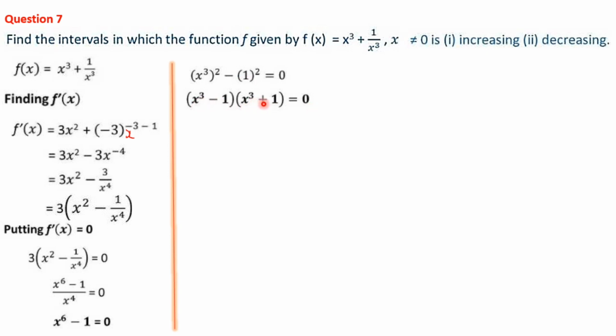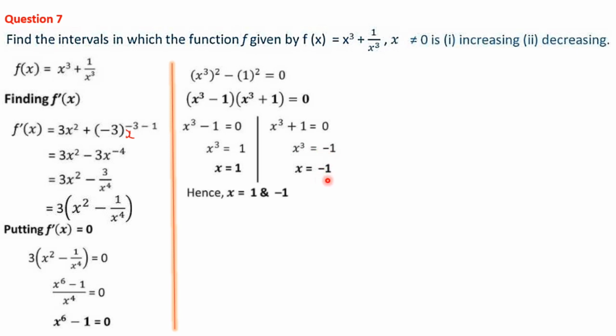Each factor we can equate with 0. That means x cube minus 1 equal to 0 means x cube is equal to 1, x is equal to 1. In the same way, x cube plus 1 we can equate with 0. x cube is equal to minus 1, x equal to cube root of minus 1, which is minus 1 itself. So we have got two critical points, x equal to 1 and minus 1.